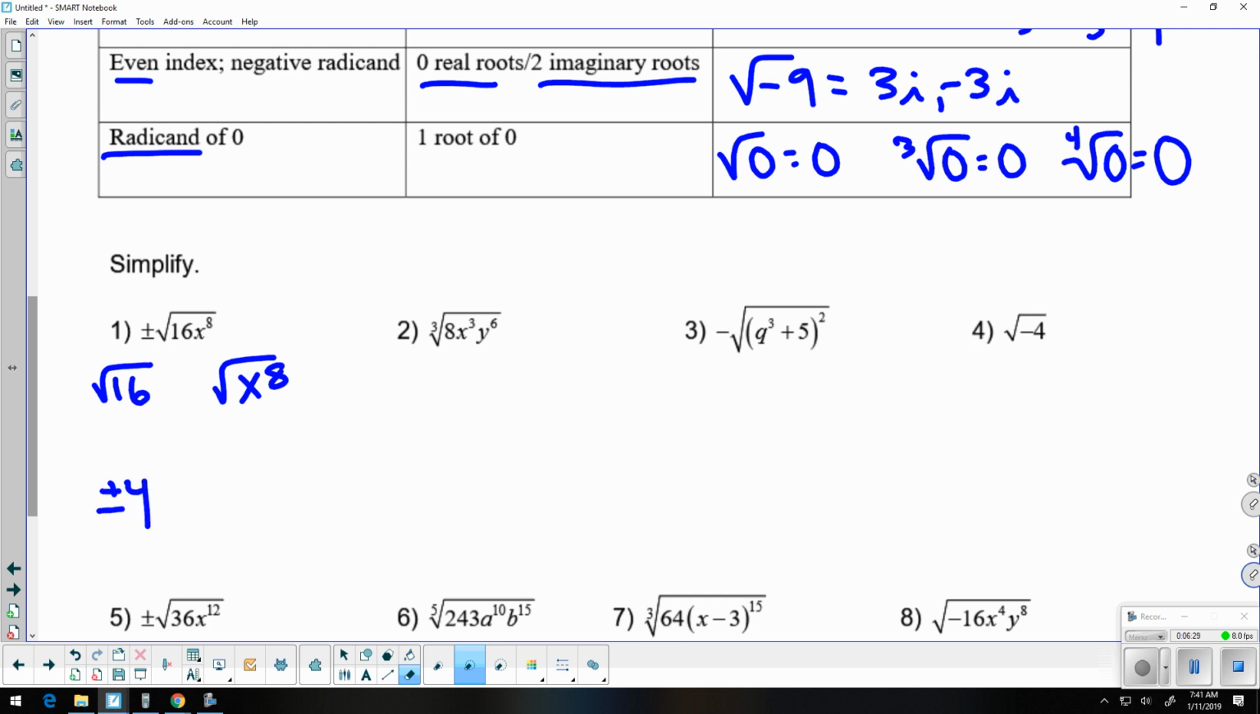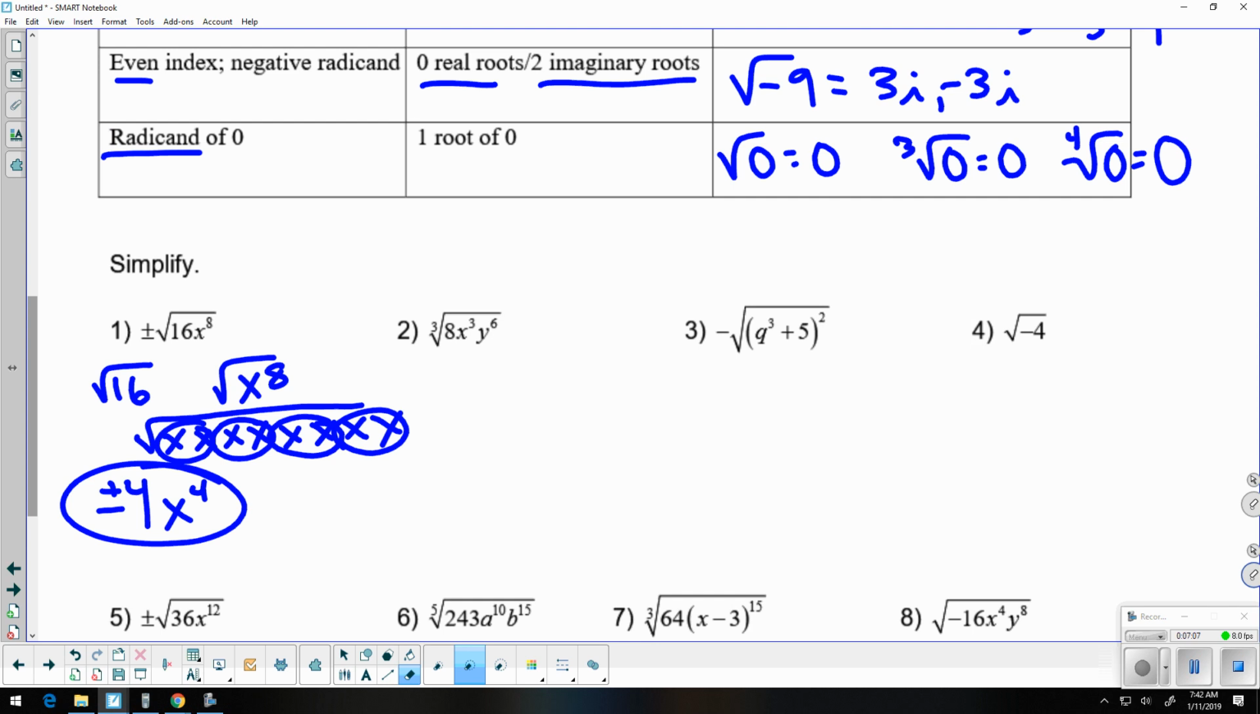Square root of 16 we know is 4. The square root of x to the 8th. Here's what you're doing for this. Think about what x to the 8th is. It's x times itself 8 times. I'm basically asking how many groups of 2, since it is a square root, how many groups of 2 can I pull out from 8 x's? Well, this would be 1, 2, 3, 4 groups of 2. So fully simplified, the square root of x to the 8th power is simply x to the 4th. So fully simplified, we'd have plus and minus 4x to the 4th power.